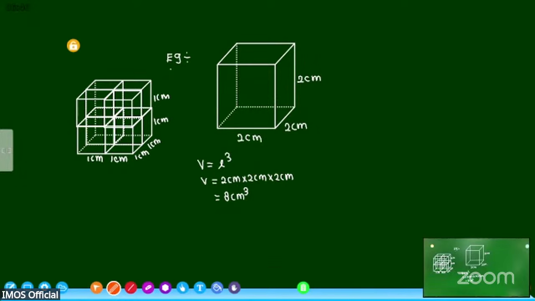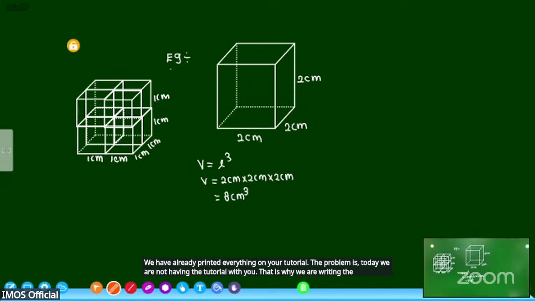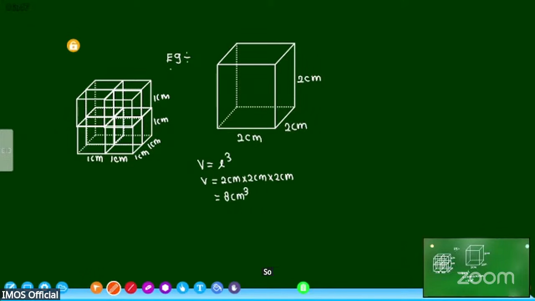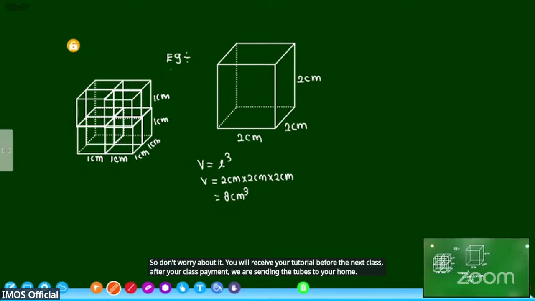All right. You don't need to draw that diagram. We have already printed everything in your tutorial. The problem is today we are not having the tutorial with you. That is why we are writing the notes and everything in your notebook. So don't worry about it. You will receive your tutorial before the next class. After your class payment, we are sending the tutes to your home. Within 3 days, you will receive your tutorial. So you don't need to worry about anything, right?